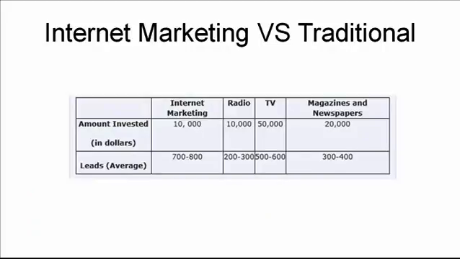This is a graph. I need to get the stats from Win about where this was exactly taken. It was on one of the business websites. But it shows internet marketing leads, okay? These are email leads versus traditional leads. So basically, with internet marketing, for $10,000 spent, this particular company was able to generate 700 to 800 leads. And they spent $10,000 on radio advertising, and they were able to generate 200 to 300 leads. TV advertising, they spent $50,000, and they were able to generate 500 to 600 leads, and so on.